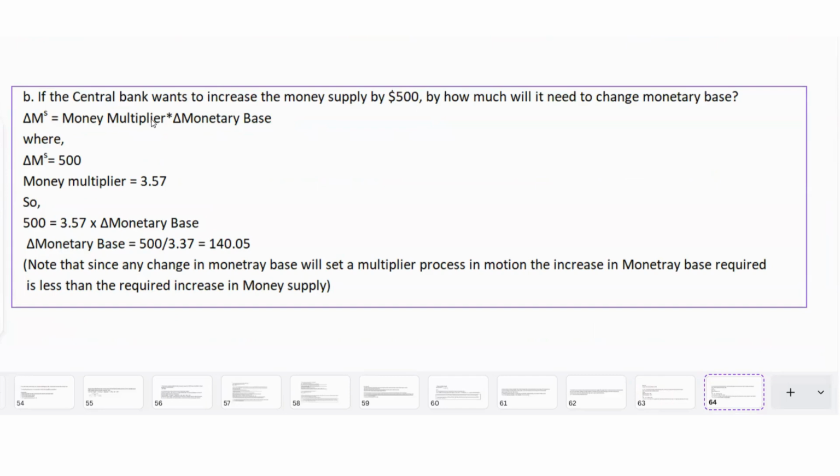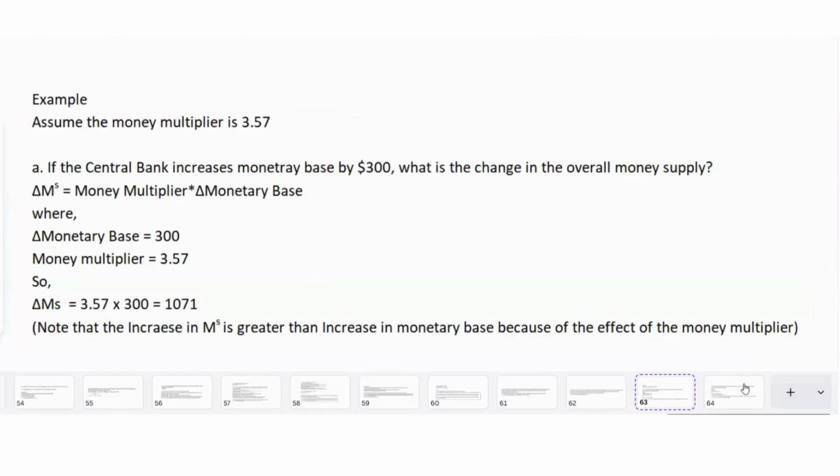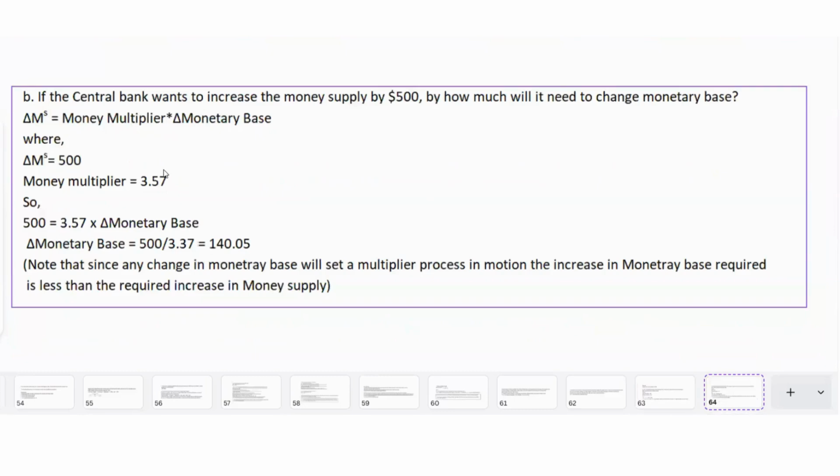Again, we know we can use the money multiplier to relate changes in money supply to changes in monetary base, and this holds true: change in money supply is money multiplier times change in monetary base. So in part A, we were given the change in monetary base and we wanted to find the change in the money supply it produces. Here we're given the change in the money supply, 500, and we want to find the change in monetary base required to achieve this, given a money multiplier of 3.57. So here change in money supply is 500, money multiplier is 3.57, and from here we can solve for the change in monetary base.